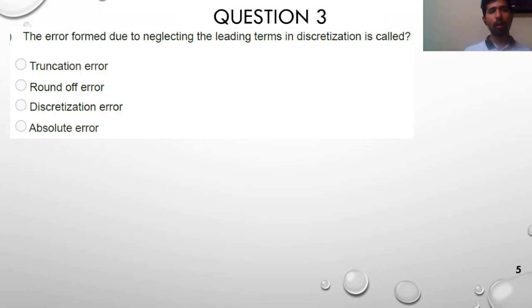Okay, so question number 3: the error formed due to neglecting the leading terms is called what? We have already discussed this last week also. Maybe I went one week ahead.